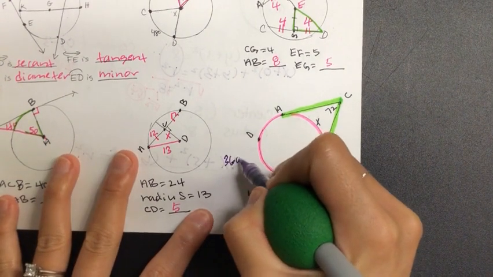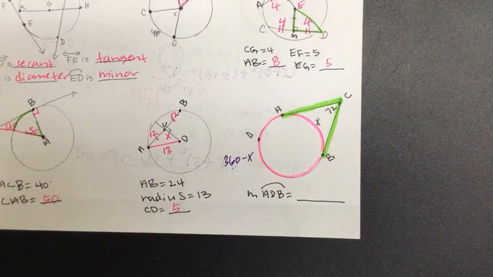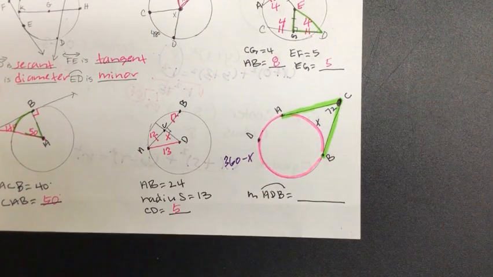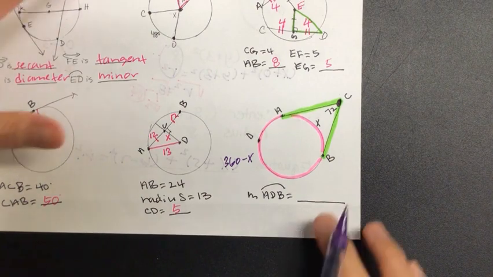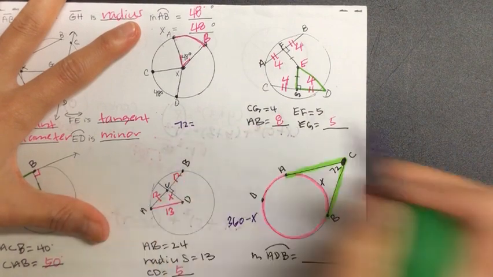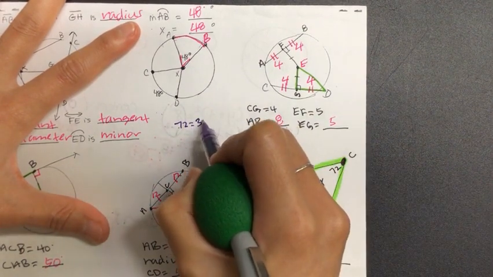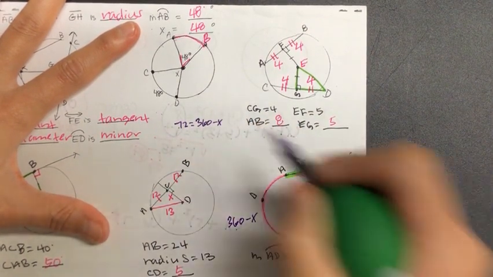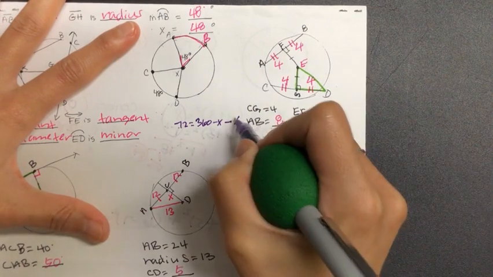So 360 minus x. And my angle is on the outside. So do we add or subtract? Subtract. So let's do some work on the side over here. We know angle 72 is equal to the large arc 360 minus x minus a smaller arc x divided by 2.